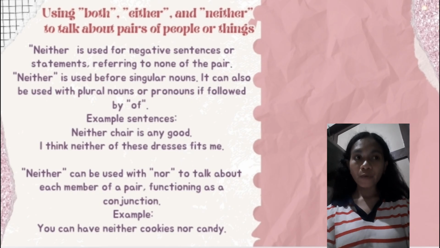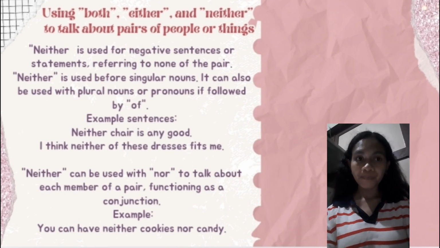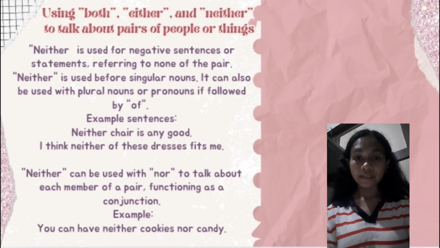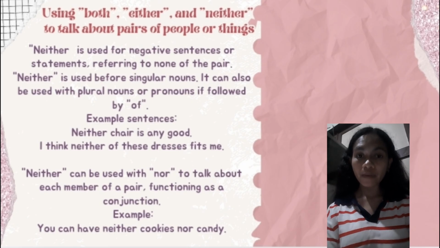Neither is used for negative sentences or statements, referring to none of the pair. Neither is used before singular nouns. It can also be used with plural nouns or pronouns if followed by of. For example, neither chair is any good. I think neither of these dresses fits me. Neither can be used with nor to talk about each member of a pair, functioning as a conjunction. For example, you can have neither cookies nor candy.